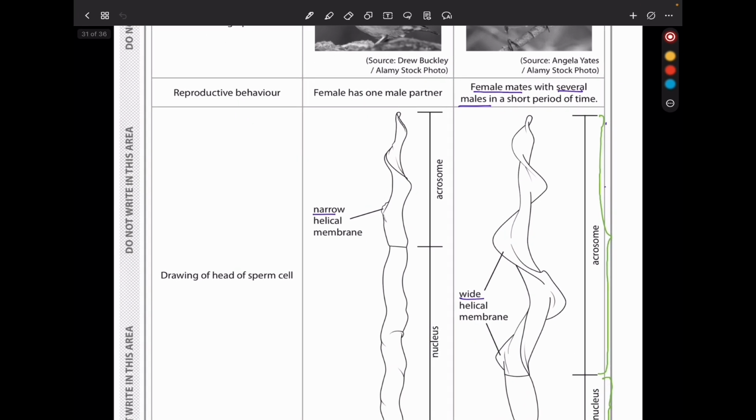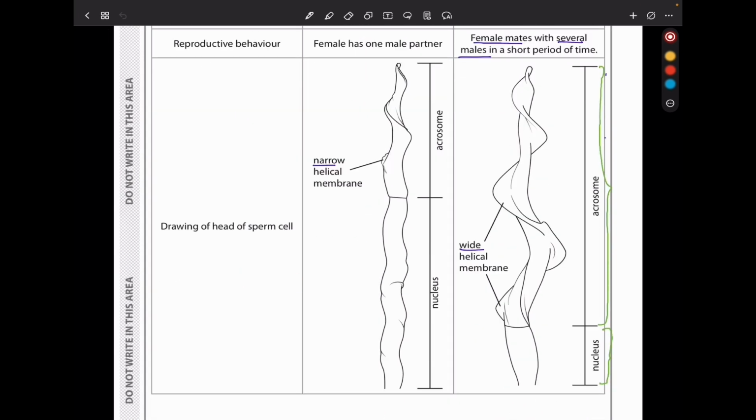So we can see the drawing of the head of the sperm. This has a shorter acrosome and a longer nucleus. Here we have a longer acrosome and a shorter nucleus. So they have different acrosome to nucleus ratios. Here we can see this area is wider. It has a wide helical membrane, where this one here is going to be narrow.